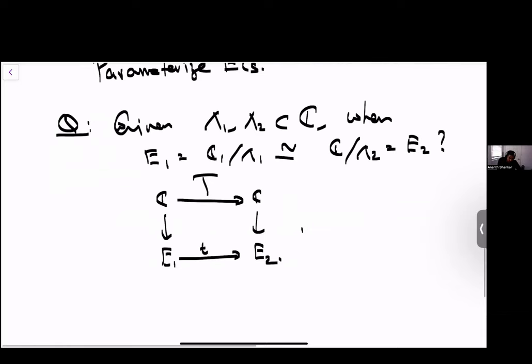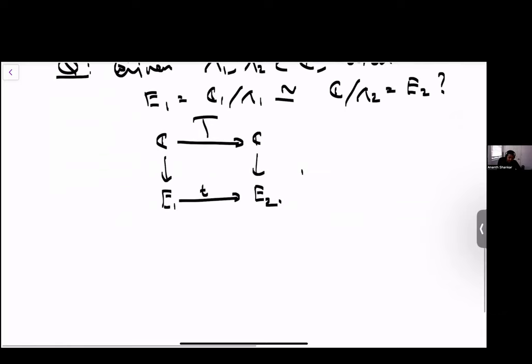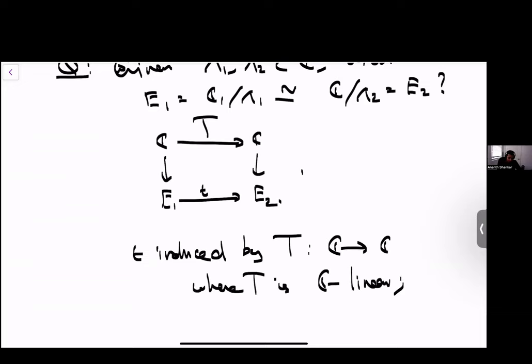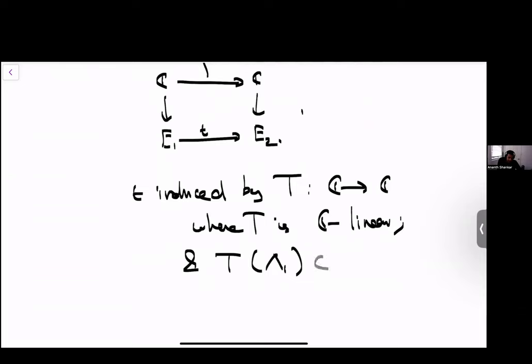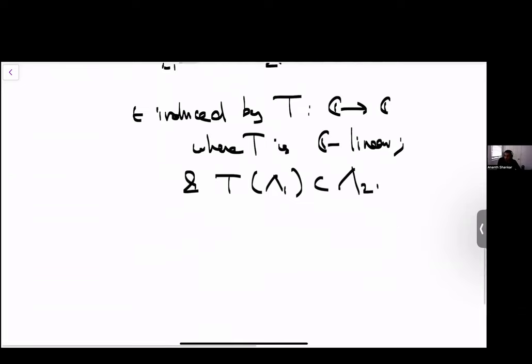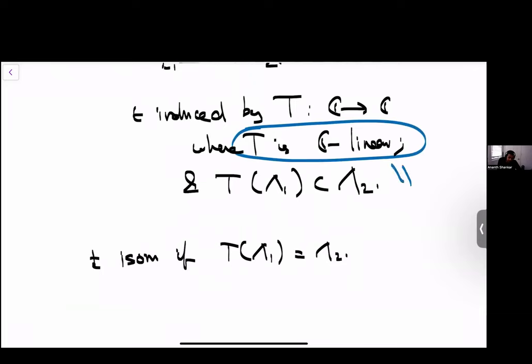And as it turns out, any map little t from E1 to E2 will be induced by a capital T that's linear. And of course, you have to have that T of lambda 1 has to be contained in lambda 2. And the map will be an isomorphism if T of lambda 1 is equal to lambda 2. Now, any such C-linear map from a one-dimensional complex vector space to itself has to be of the form scaling by some complex number.